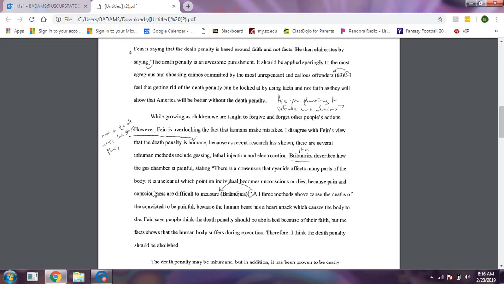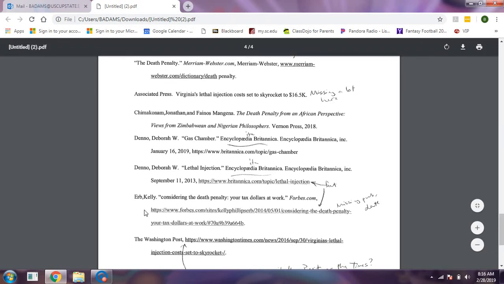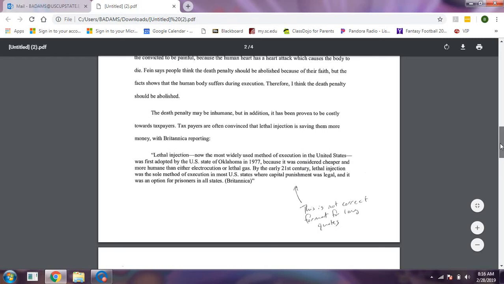"All three methods above cause the deaths of the convicted to be painful because the human heart has a heart attack which causes the body to die." We need a citation here. By the way, Britannica, just in parenthetical citation there, well, again, if we scroll down, no Britannica. So we would need the author or something like that. We would need whatever matches up with the works cited page.